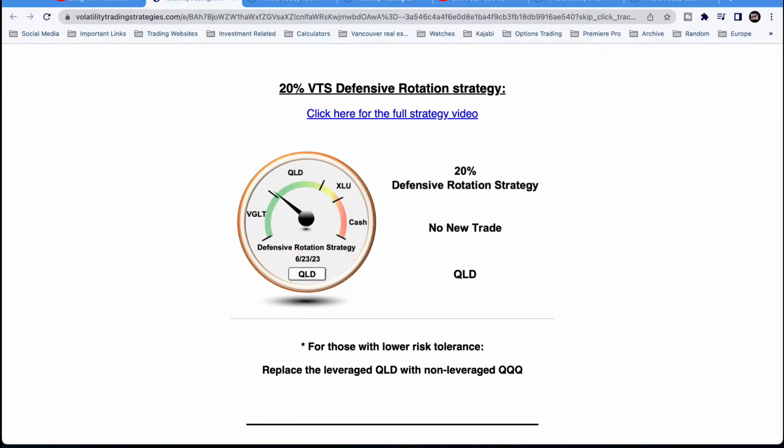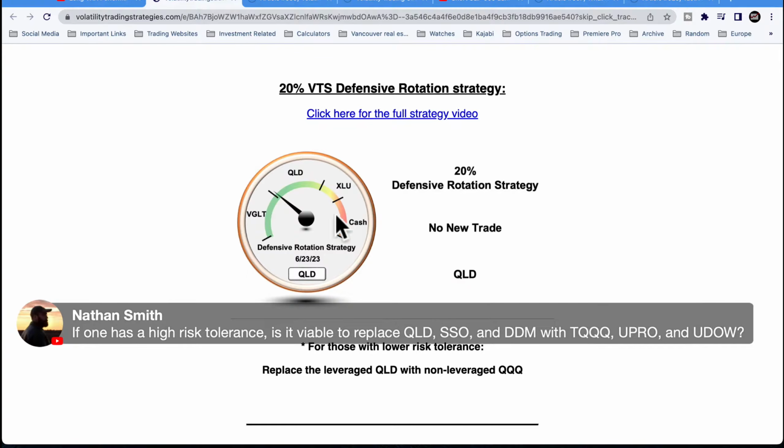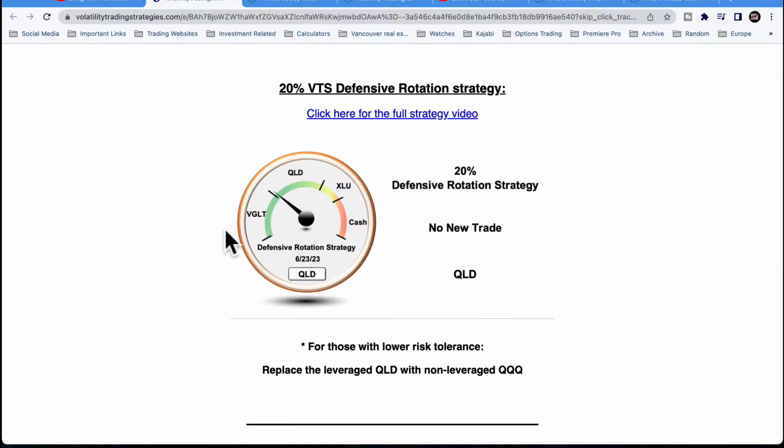So the question becomes, and what he's asking is, should you use all the 3 times products? I would say no. And I would say our results in 2022 should prove that to you, that while we have had some good recovery and some really insane performance, like for example, our defensive rotation is nearly back to where it was before 2022, but it did suffer a 44% drawdown. The QLD itself was down almost 70%. So we reduced that drawdown significantly, of course, but we were still down in the 40s as far as a drawdown goes for this strategy.